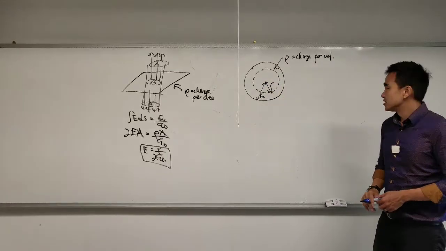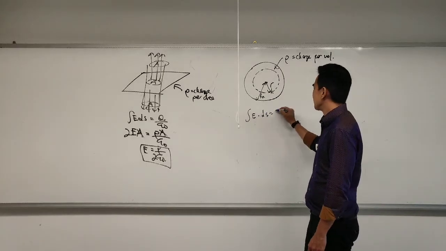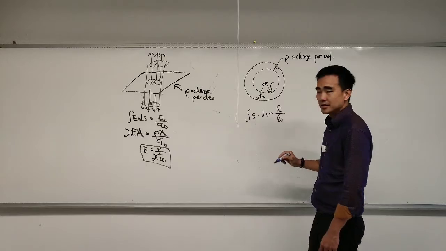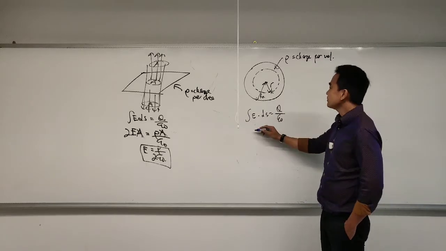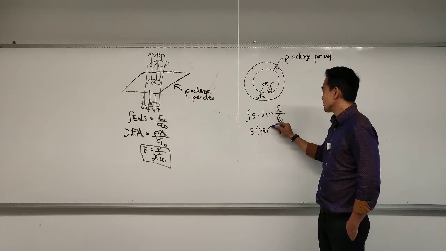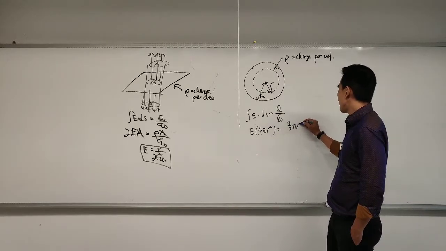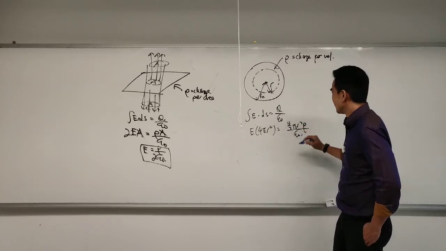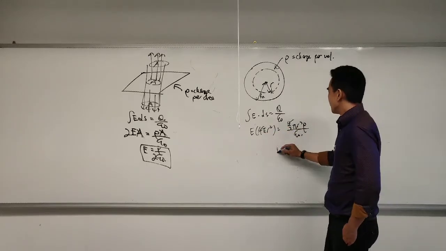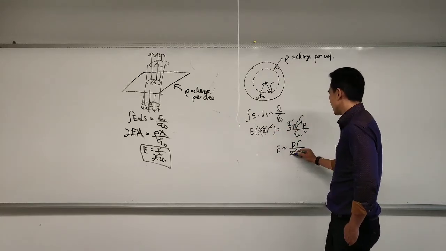So the way to go about this is rather simple. Again, you use Gauss's law: E dot dS equals Q enclosed by the surface over epsilon naught. So you have E times 4 pi r squared equals the Q enclosed, which is 4/3 pi r cubed times rho. So the 4 cancels off, and if you work it out, the pi cancels off, the r squared cancels off, leaving you with r. It will be rho r divided by epsilon naught divided by 3.